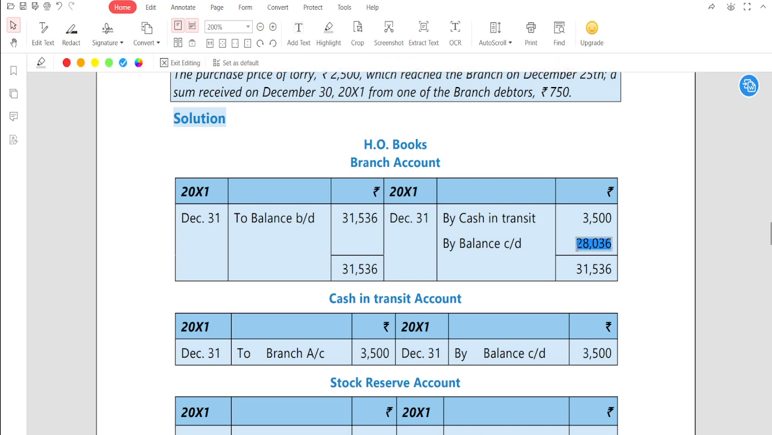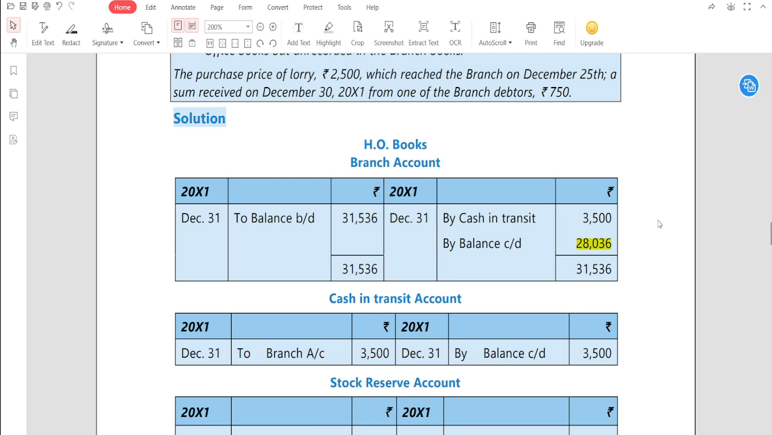So we should remember this part. We have to match this amount with what? We have to match this amount with the HO account in the books of branch. We have to match this with HO branch. Okay, this is what we need to understand. Clear guys? So 28,036 is the amount that we need to match in the HO account in the books of branch. Okay, we will do this now.